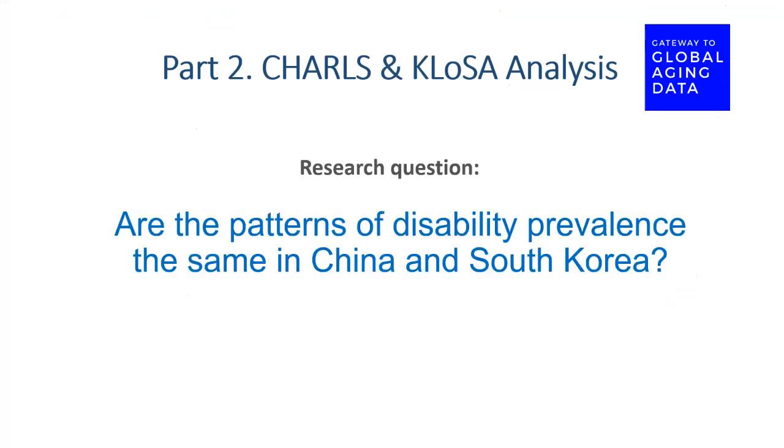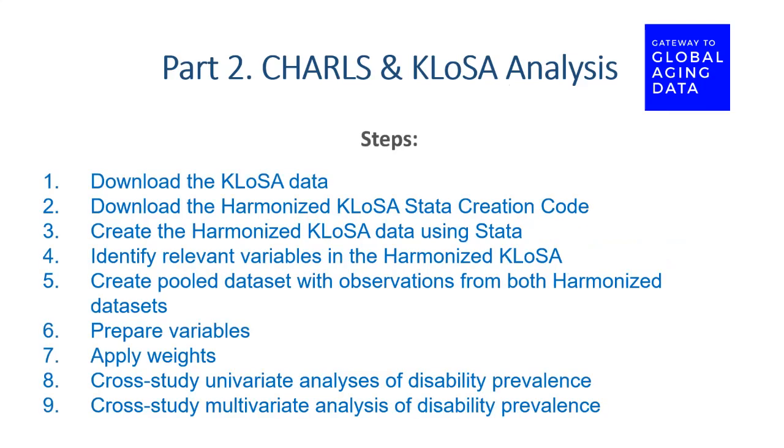So really briefly, we're going to do a cross-sectional, a cross-study analysis. I'll try to do this in 5 minutes here to give time for questions. So we're going to compare China and South Korea using CHARLS and KLOSA. What we want to ask is, are these patterns of disability prevalence the same in China and South Korea, the ones that we have seen in China?